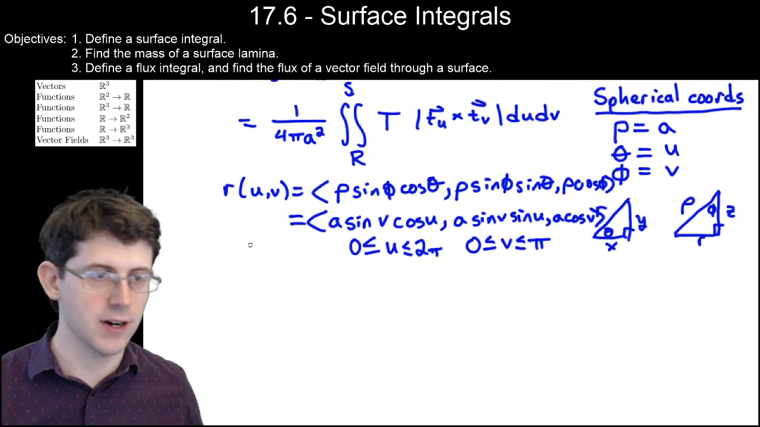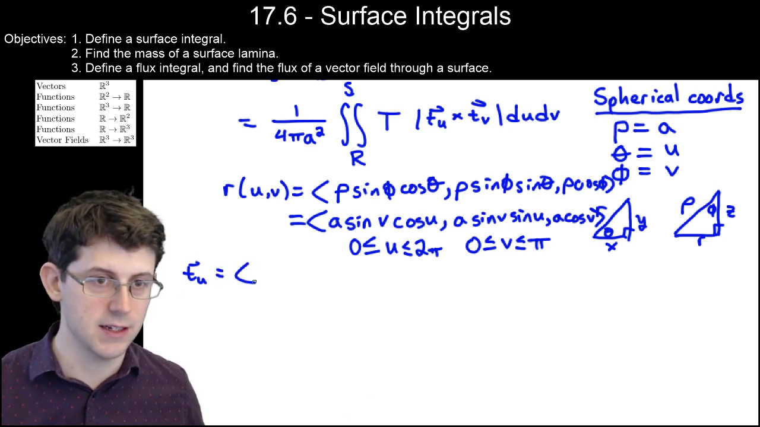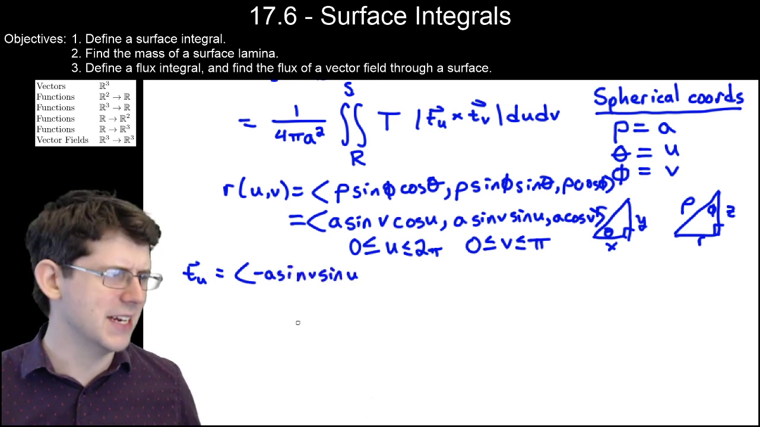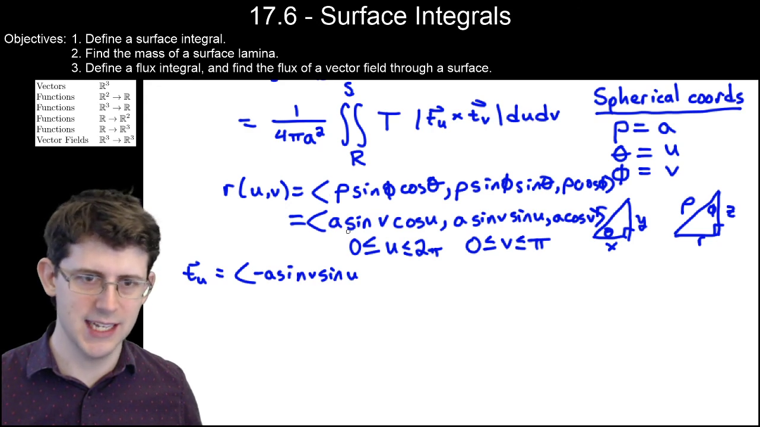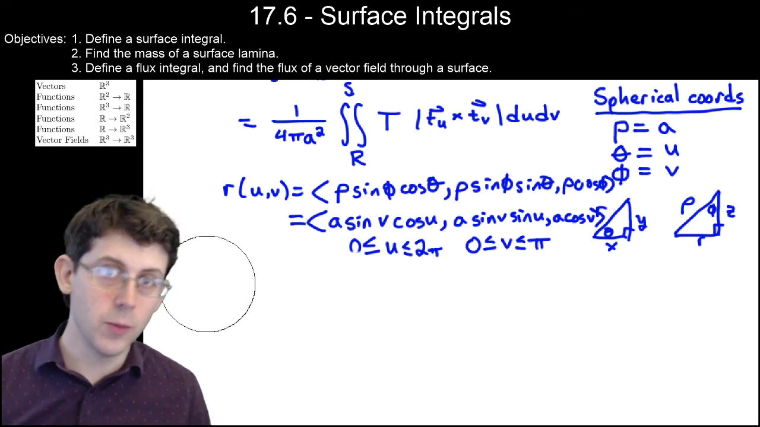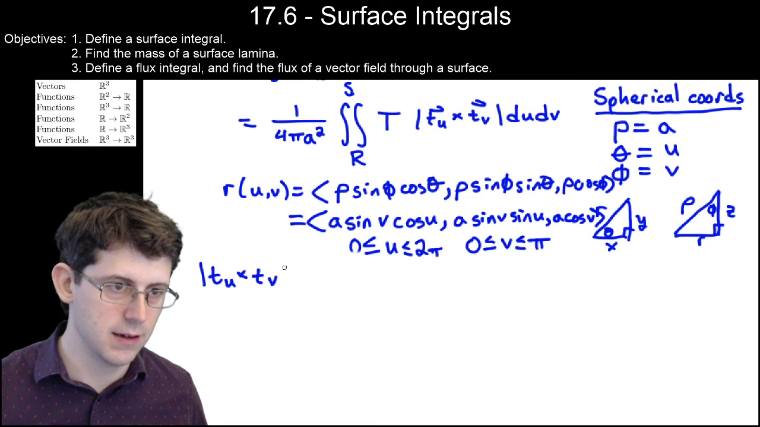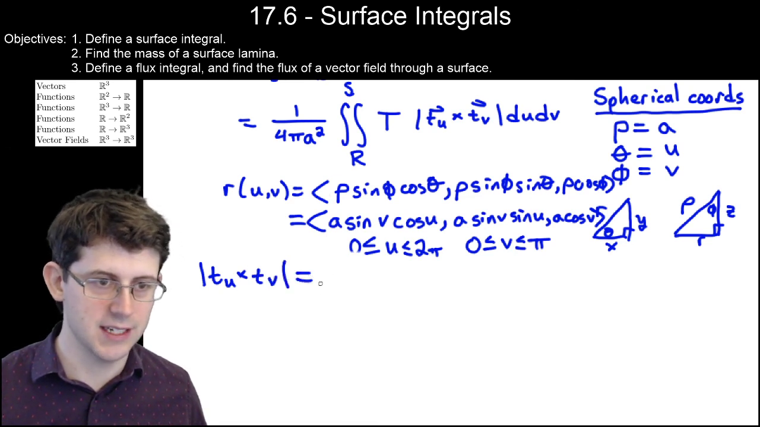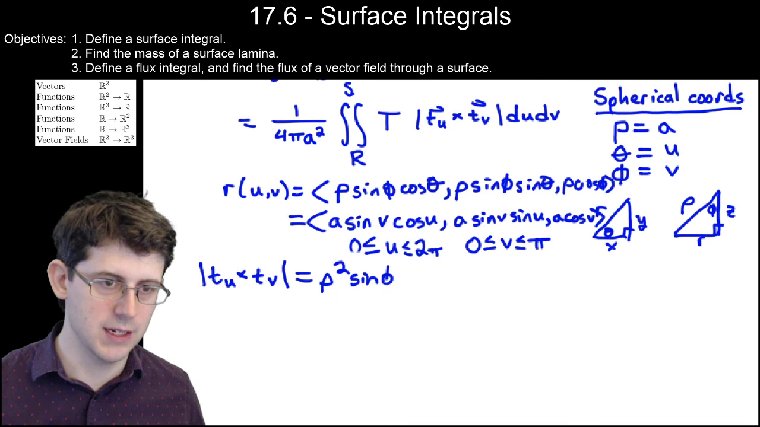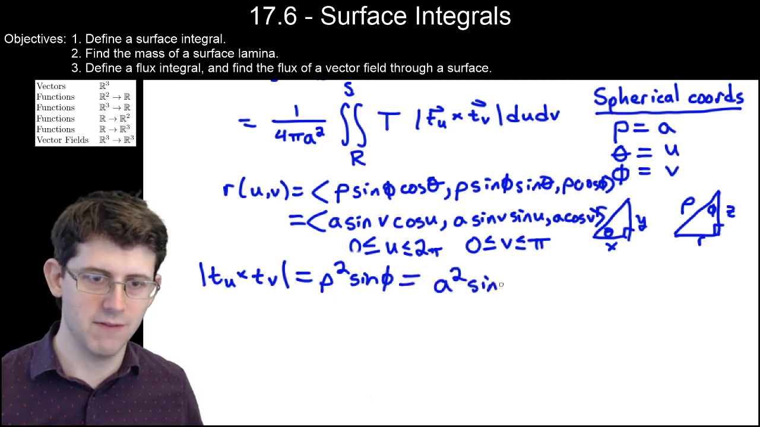Okay, let's get this Tu cross Tv stuff out of the way first. Tu is the u partial derivative of my parameterization, so I'll get minus a sine v. Do I already know what this is? Isn't it rho squared sine phi? It is. I'm not doing this. We already know how spherical coordinates work. The Jacobian for spherical coordinates is, the size of Tu cross Tv is rho squared sine phi. We did this like several chapters, or maybe one chapter ago, which is going to be a squared sine v.